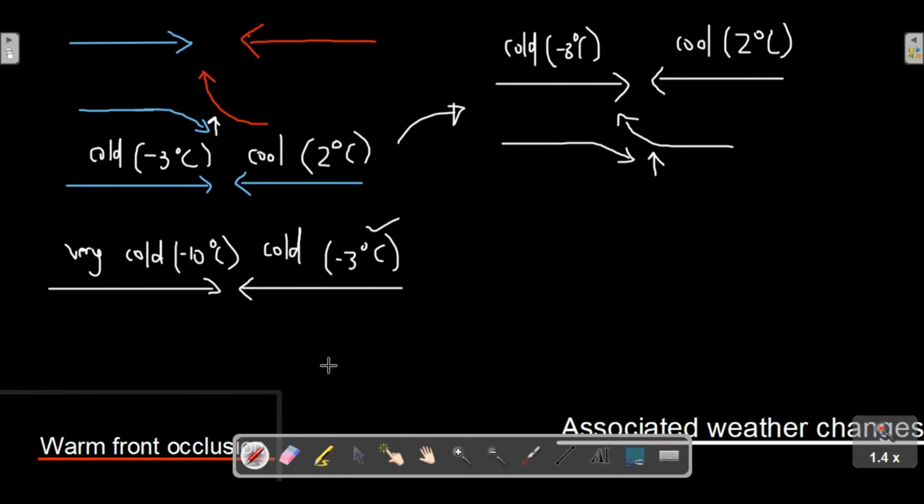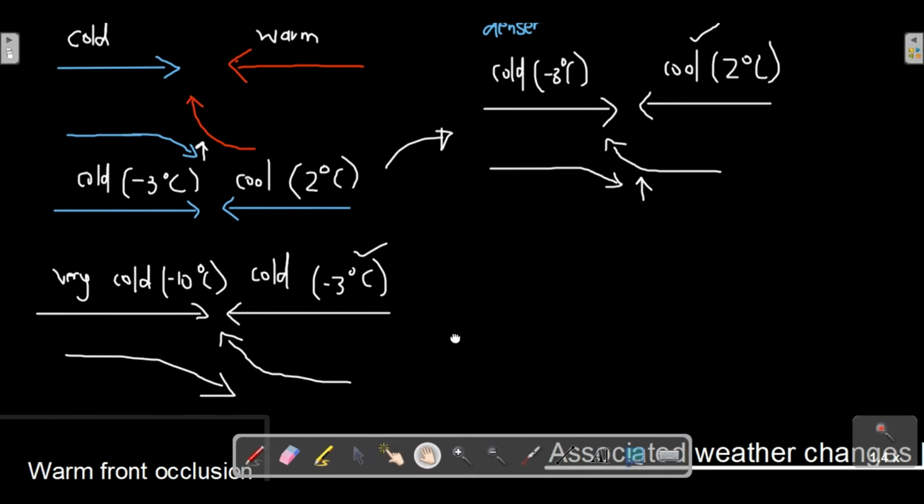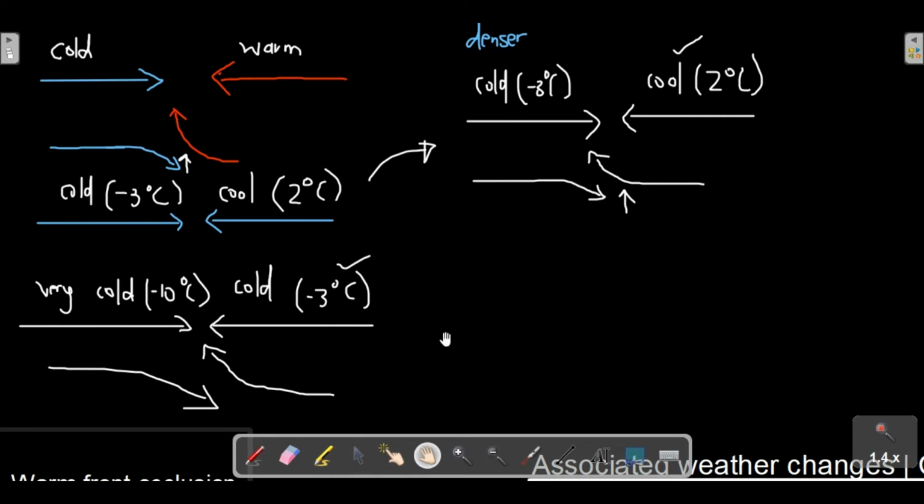Okay, so this also applies in this instance as well. Where you have a very cold MS and a cold MS. So what does that mean? The very cold MS will wedge underneath, and the cold MS will be forced to rise like that. So that's what it comes to density, guys. It comes to the temperature. The coldest MS will wedge underneath, and the relatively warmer MS will be pushed upwards.